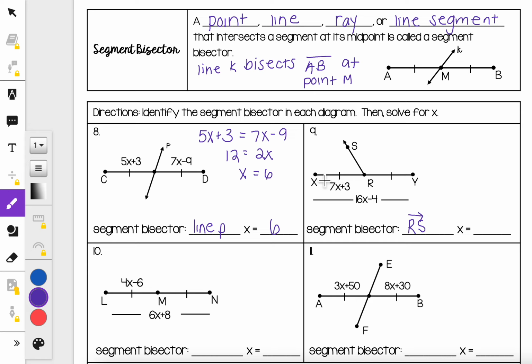If I wanted to solve for x here, if I know XR is 7x plus 3, then RY is also 7x plus 3. So when I use my segment addition postulate, I can take 7x plus 3 plus 7x plus 3 and set that equal to 16x minus 4, and solve from there. So I'm going to have x equals 5.